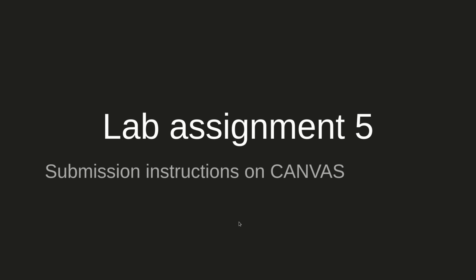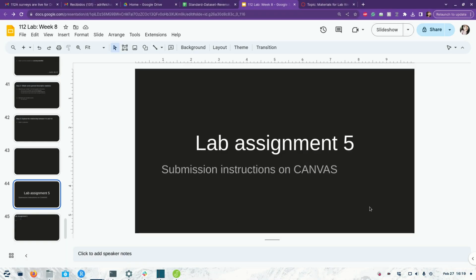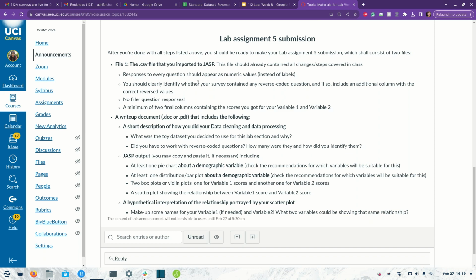And the only thing that is remaining for me to cover with you here is just to make sure that we are all on the same page in terms of what you're going to have to submit for your lab assignment 5. So the instructions are already on Canvas at the end of the announcement that was just published. So for your lab assignment 5 submission, you're going to pretty much have to submit two files. The first file is going to be the CSV file that you imported to JASP.